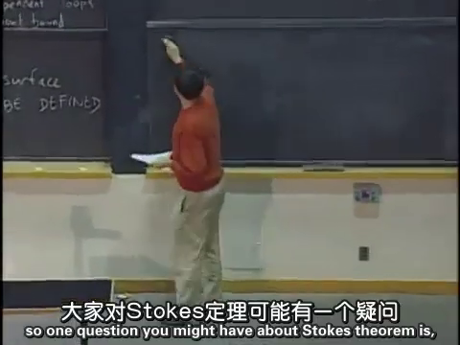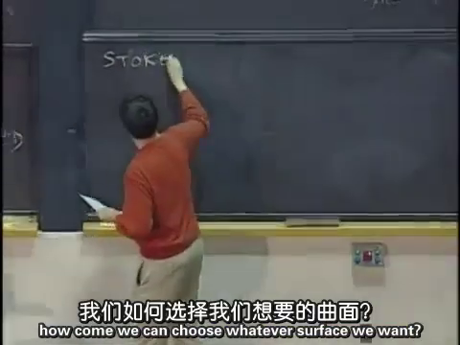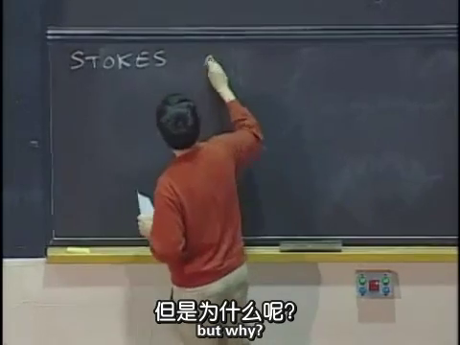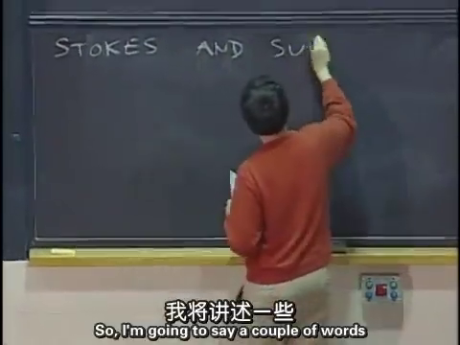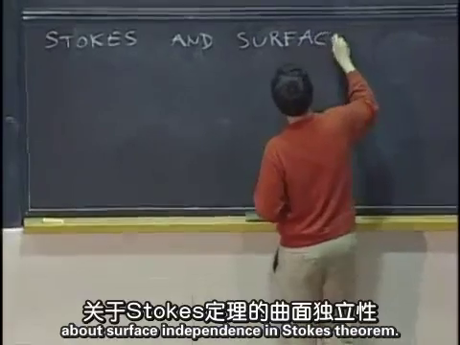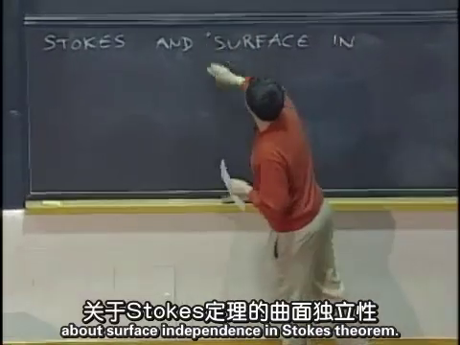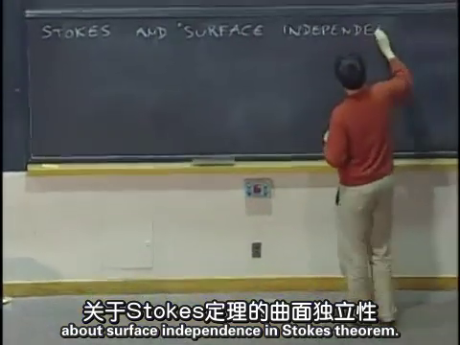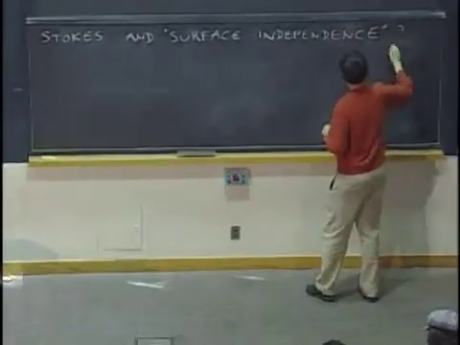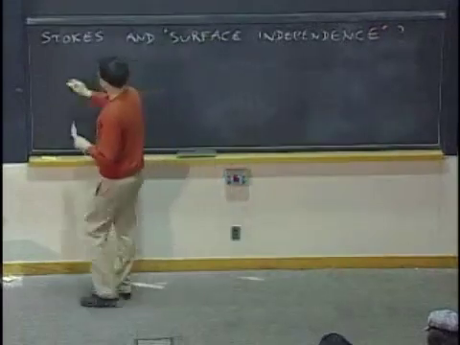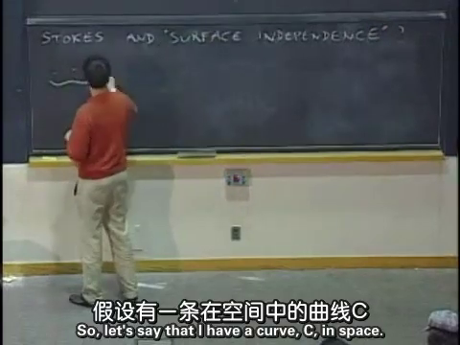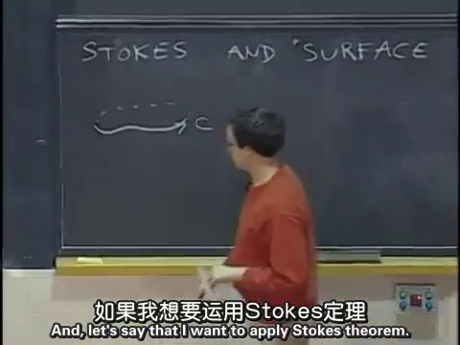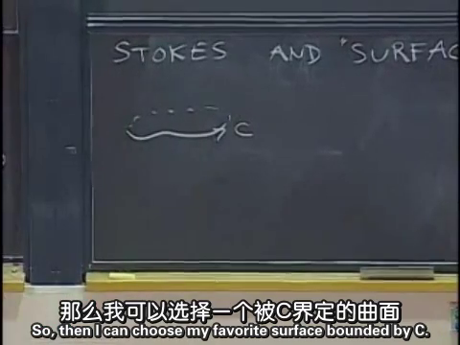One question you might have about Stokes' theorem is how come we can choose whatever surface we want? Sure, it seems to work, but why? So I'm going to say a couple of words about surface independence in Stokes' theorem. Let's say that I have a curve C in space, and let's say that I want to apply Stokes' theorem. Then I can choose my favorite surface bounded by C.